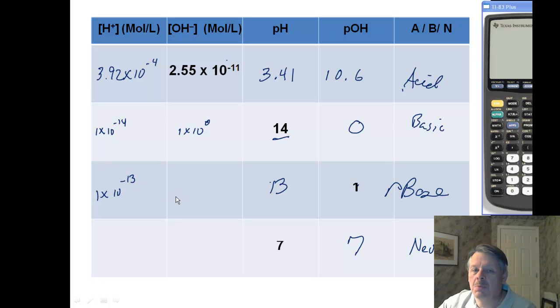Now, if you want to plug it in your calculator, you can do that. But when you look at these numbers, remember, if this is a -13, then your pH is going to be a 13. And down here, this last one is really easy. These are both 1 times 10 to the -7.